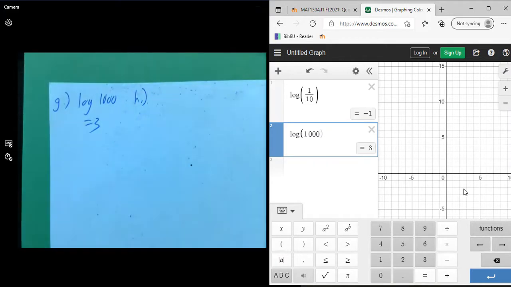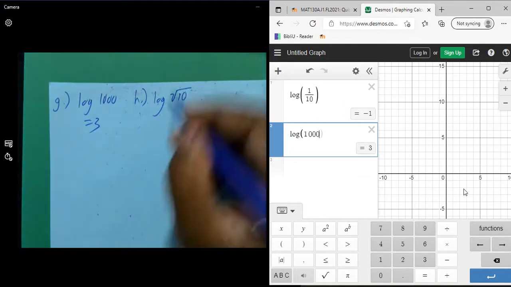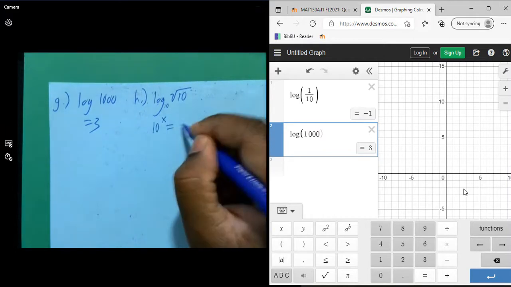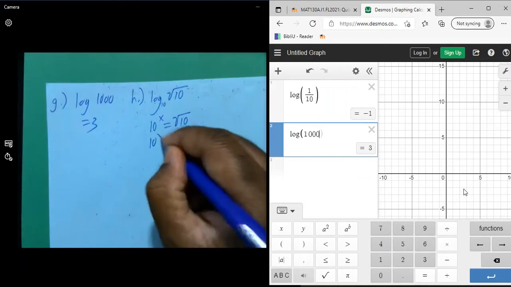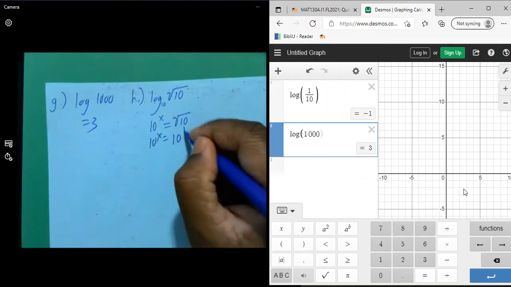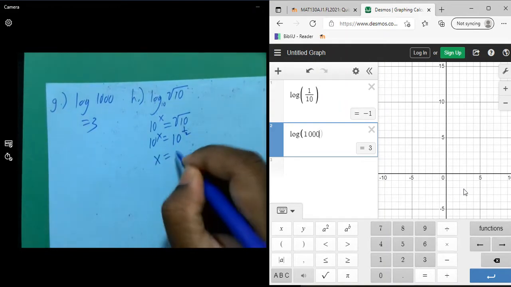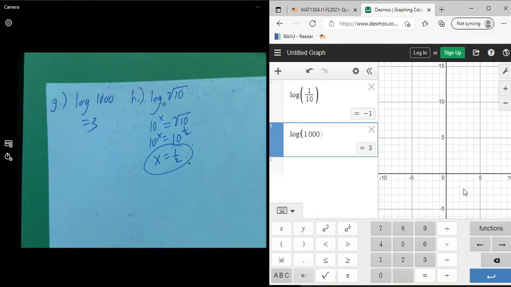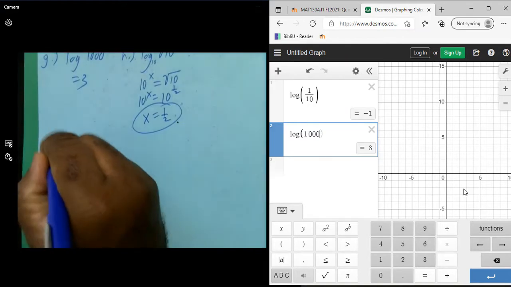Now we have H, log square root of 10. Now remember, this base here is assumed to be 10, so it'd be 10 to some unknown value is equal to the square root of 10. Now we could rewrite a square root into an exponent, and it'd be 10 to the 1/2 power. So that would leave us x equals 1/2, or the value that we have would be 1/2. Now that's problem number 2. Now we're going to move on to problem number 4.